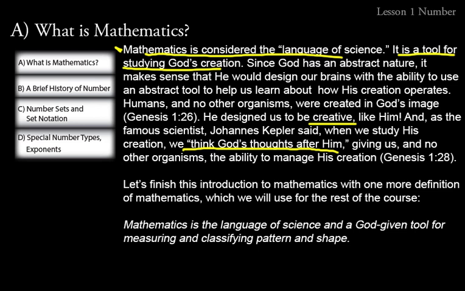So we'll finish up here with our introduction to what mathematics is in part A with another definition here. This is one we use in Shormann mathematics. Maybe you remember this from a previous Shormann math course. Mathematics is a language of science and a God-given tool for measuring and classifying pattern and shape. So measuring is a big deal, classifying, organizing things, describing them. Looking for patterns in God's creation, whether that's a change in speed over a change in time, or a particular volume or area or perimeter, things like that.